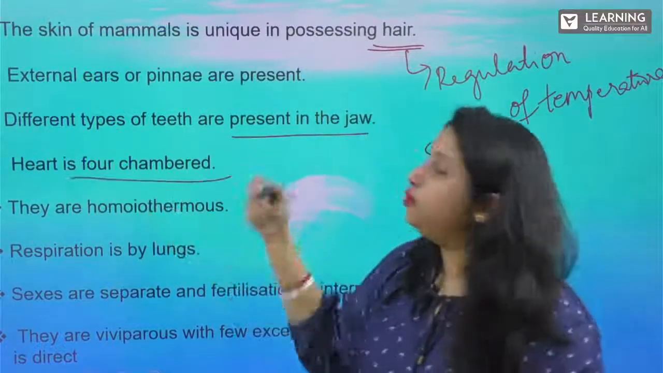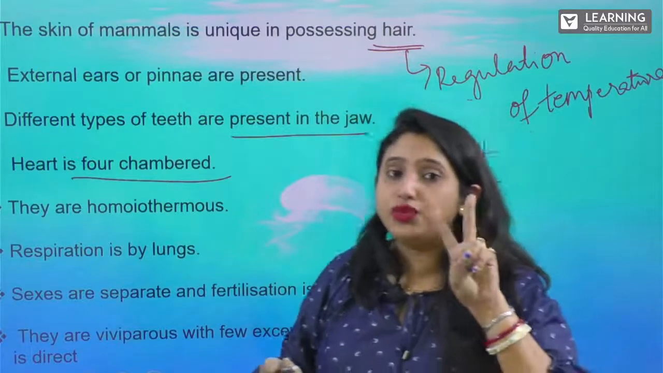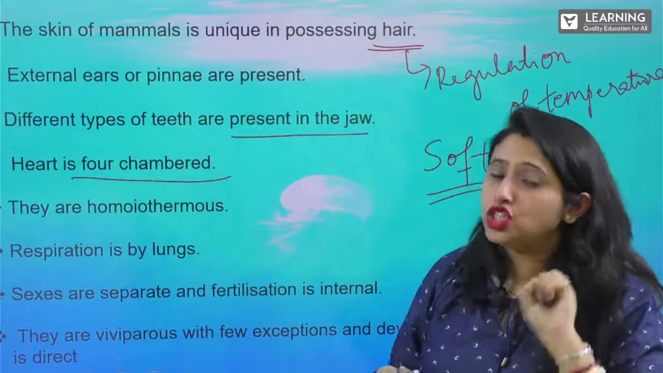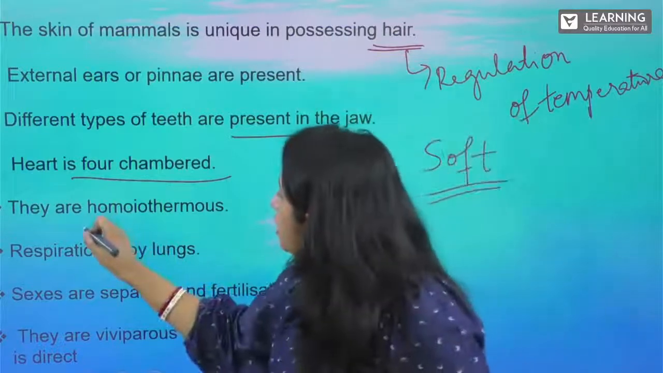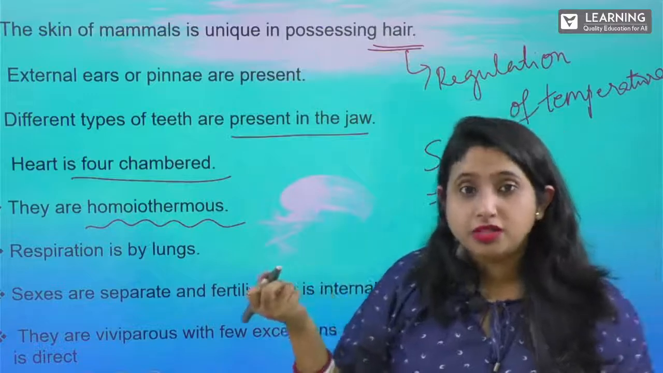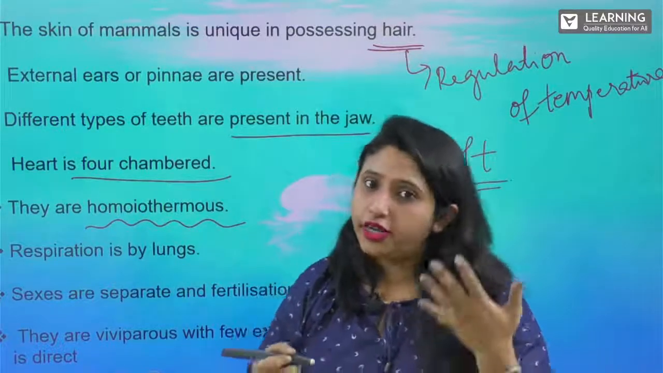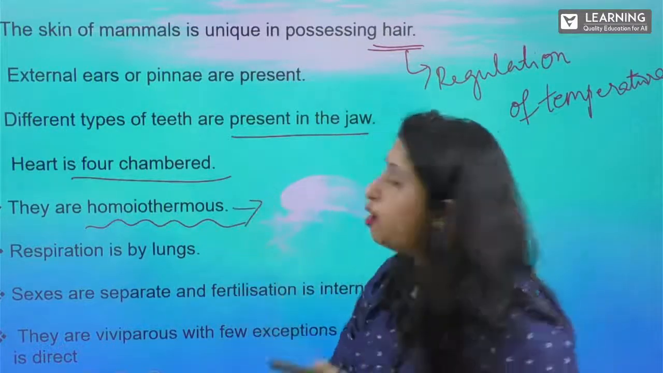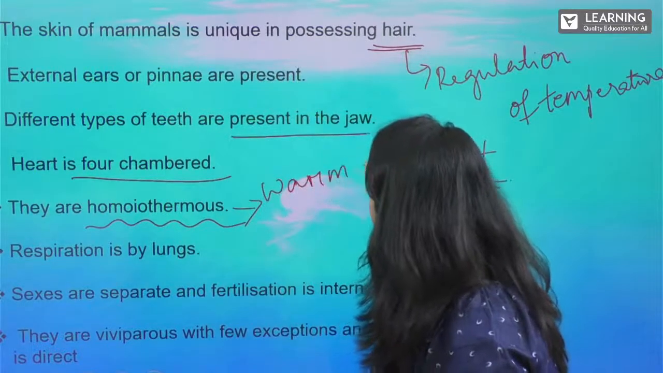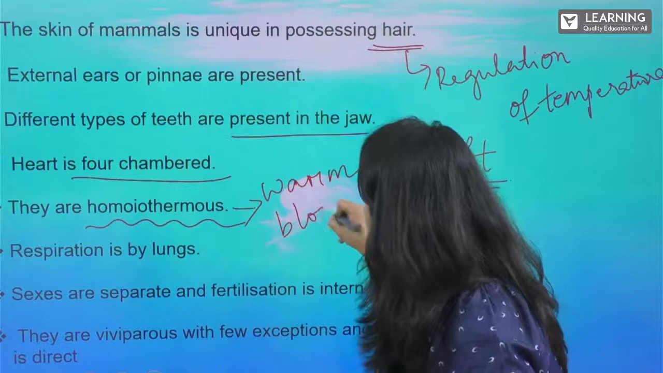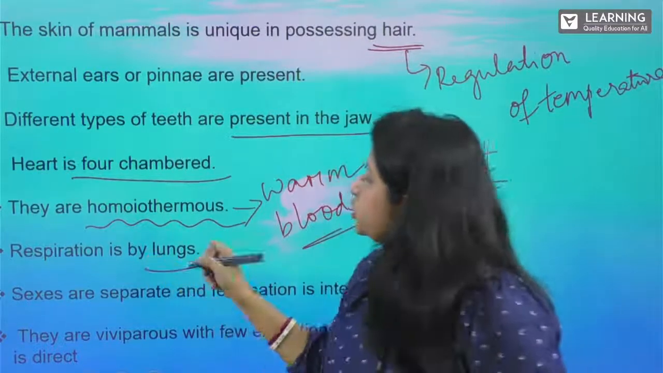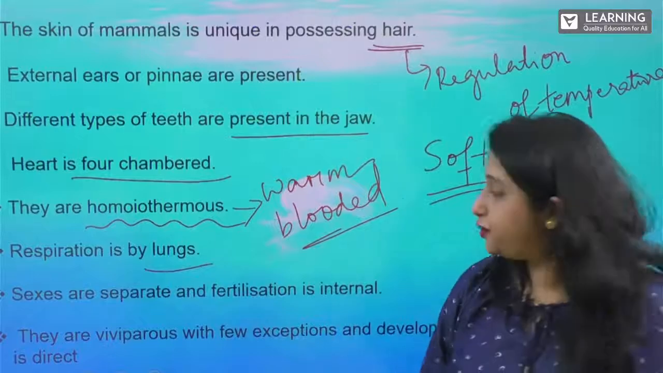And the heart, you know, we have a four-chambered heart, two auricles and two ventricles. Is that clear? We have a four-chambered heart. They are homeothermous. That means we are warm-blooded animals. We can regulate the body temperature. What is the meaning of homeothermous? It means warm-blooded animals. Clear? Respiration by lungs. We have lungs for respiration.